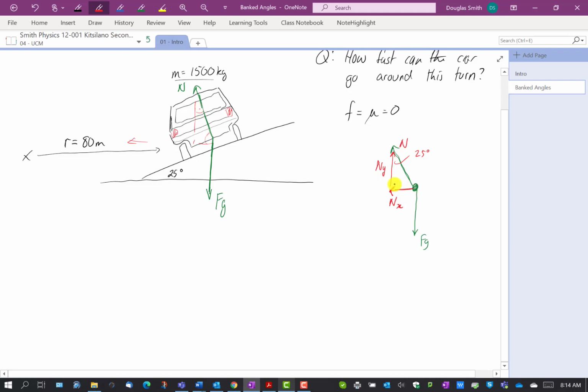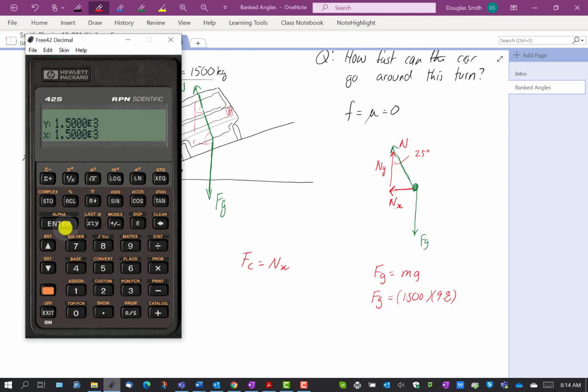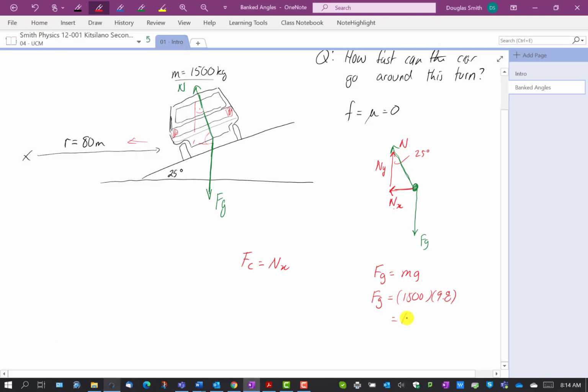Looking at this diagram, if we're looking for the F net equation pointing towards the center of the circle, Fc is equal to Nx. It's the horizontal component of that normal force. We don't know that yet, but there's one thing we do know, and that's Fg. Fg is equal to mg, so Fg is equal to 1,500 kilograms times 9.8. I'll put that in my calculator, and I get 14,700. Okay, so we know Fg.